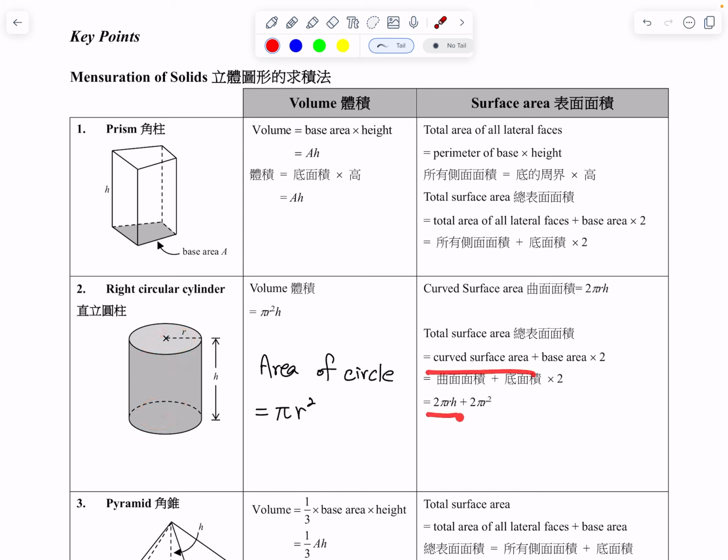Curved we know is 2 pi r h. And then up, down. Up is also a circle, down is also a circle. So each of them is pi r squared, and then we have 2 of them, so 2 pi r squared.